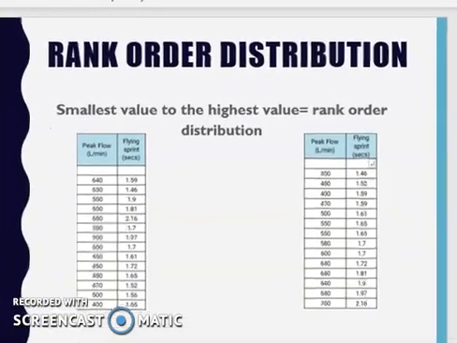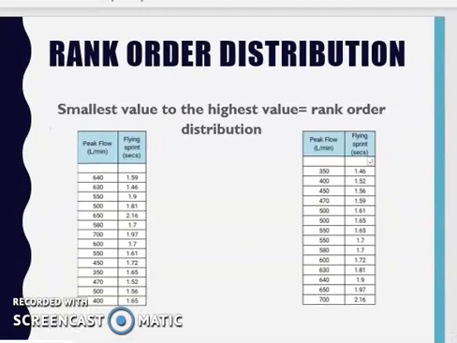This type of preparation depends on the type of data you're analysing, which is negative. The first image is a random order, and the second one is when the data is put into rank order from the lowest value to the highest.